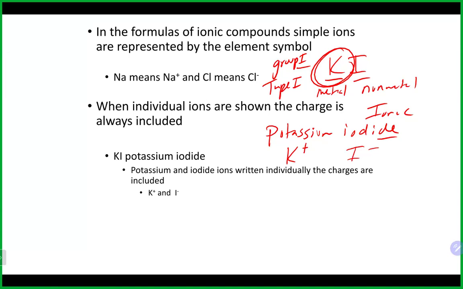+1 and -1, when we put that together, equals 0, which is why we just need one of each of them. That's why the formula, again, is KI in this case. Any questions on that there?